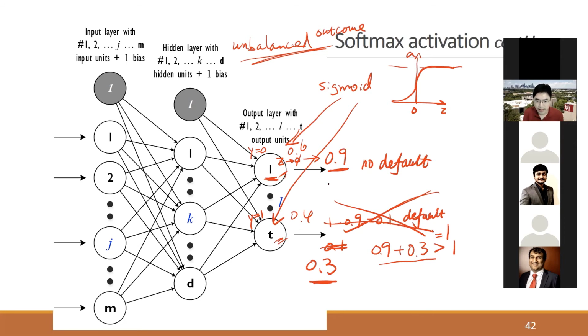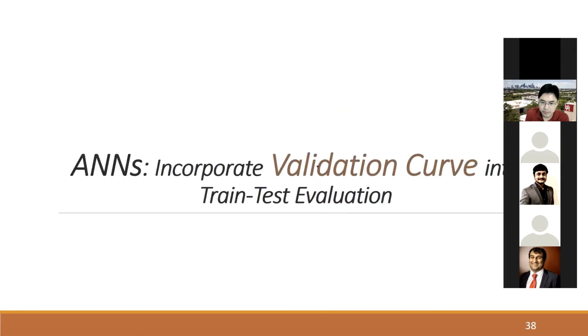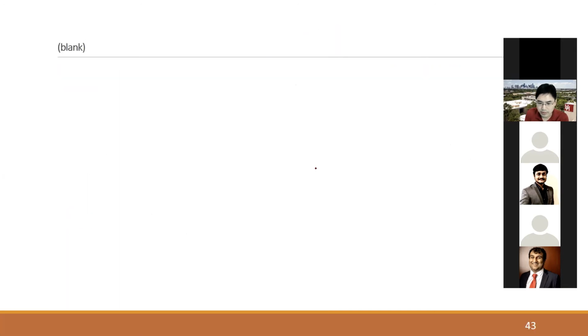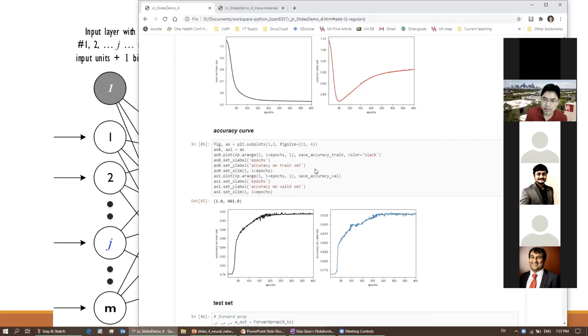Yes, sir. So it's better to get the probabilities rather than values? It's better to use the appropriate activation function. That's it. Correct. But here I want to talk about this because this explains why you have that curve. Let me go back to the Jupyter notebook.